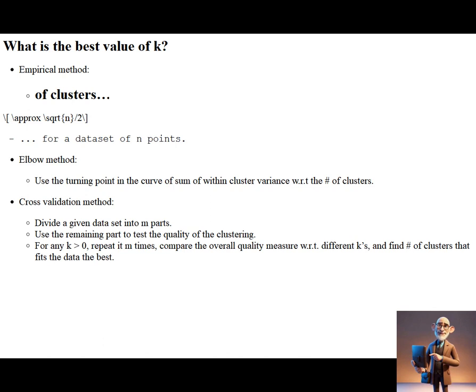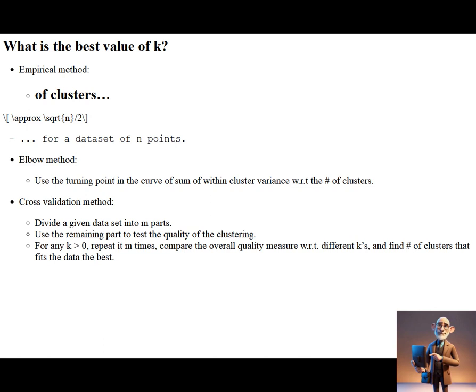Another widely used technique is the elbow method. This method involves plotting the sum of within-cluster variance against the number of clusters. The turning point, or elbow, in this curve indicates the optimal number of clusters. It's at this point that the addition of more clusters doesn't significantly reduce the within-cluster variance. The elbow method provides a visual cue for choosing the most suitable K value based on the point of diminishing returns.